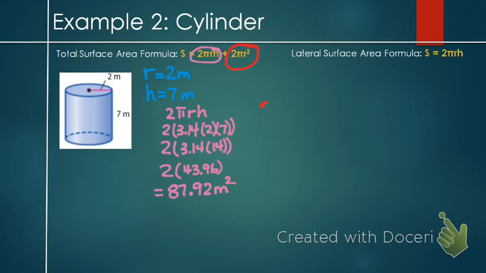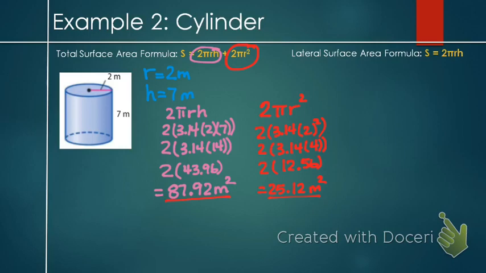Which is 2 times pi r squared. I'm going to plug in my numbers, so 2 times 3.14. Our radius is 2, and that is squared. So exponents first. So 2 squared, we get 4. Now I got to do 3.14 times 4, we get 12.56. Now I got to do 2 times 12.56, we get 25.12 meters squared.